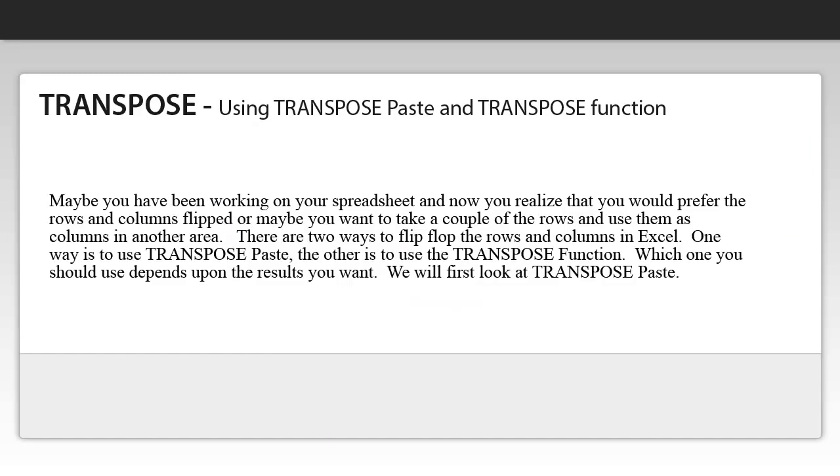Maybe you have been working on your spreadsheet and now you realize that you would prefer the rows and columns flipped. Or maybe you want to take a couple of rows and use them as columns in another area. There are two ways to flip-flop the rows and columns in Excel. One way is to use the transpose paste. The other is to use the transpose function. Which one you use depends upon the results you want. We will first look at the transpose paste.